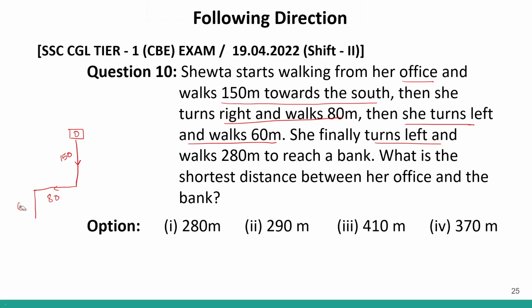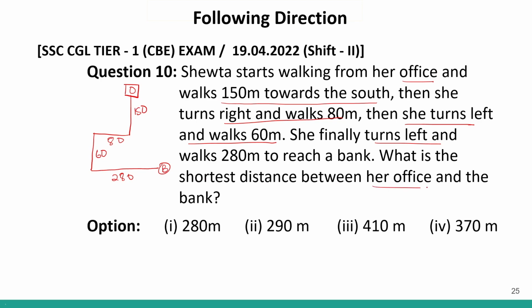So let me just draw it a little over here. So this is the office, 150 meters south, then right 80, then left 60, and then she takes a left again. So this side, and she reaches 280 to reach the bank. Here we have a bank. We have to find the shortest distance between her office and the bank. So this shortest distance we have to find out.